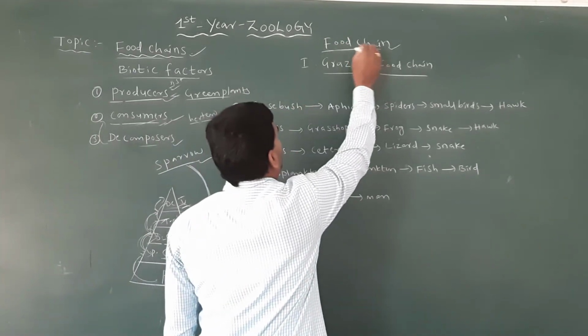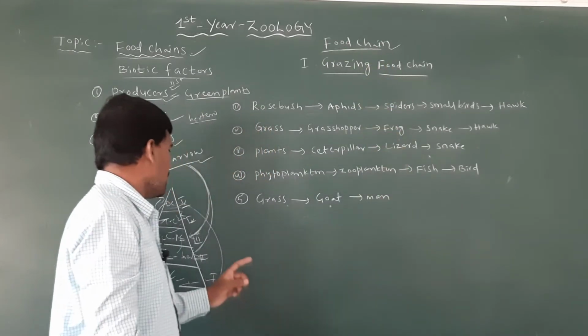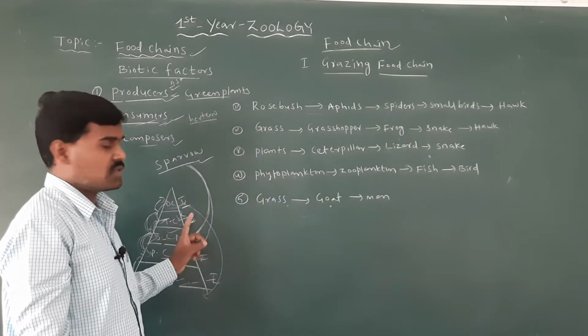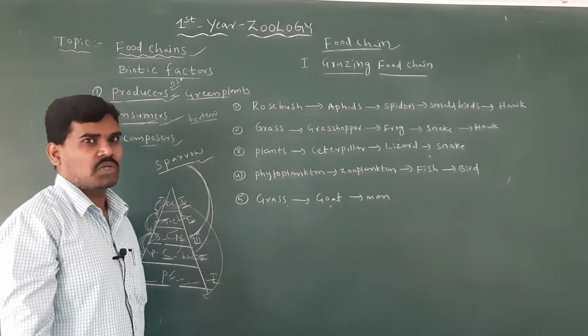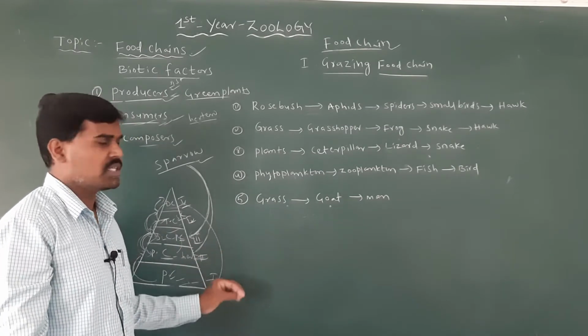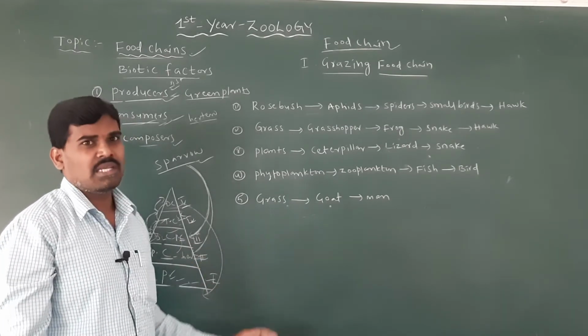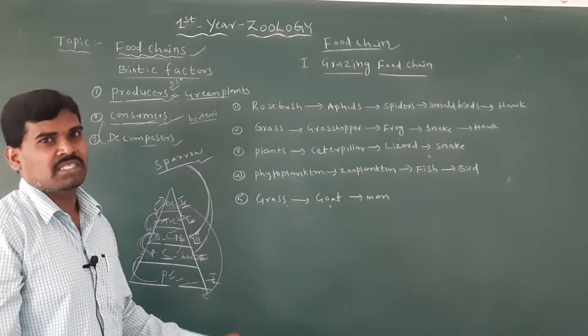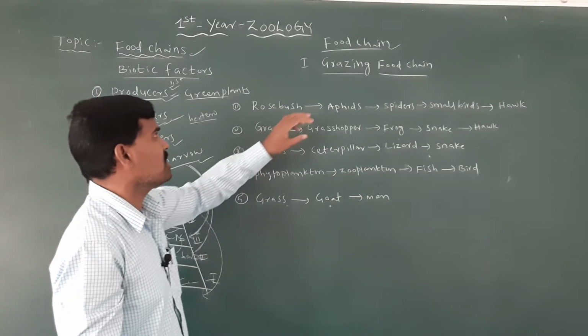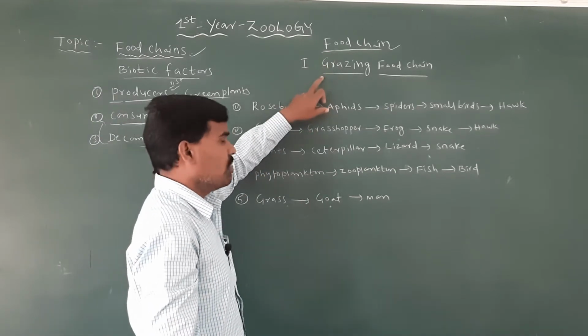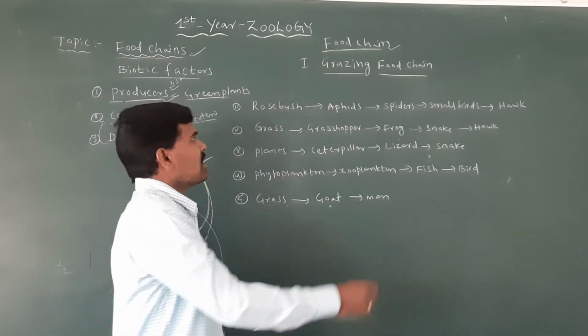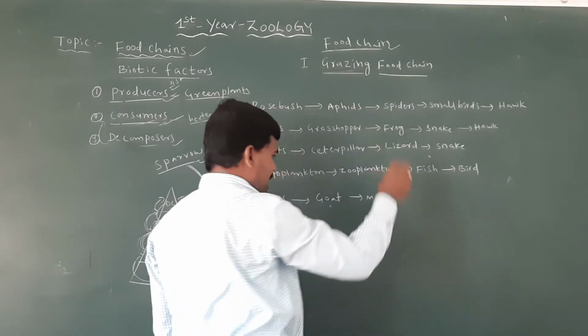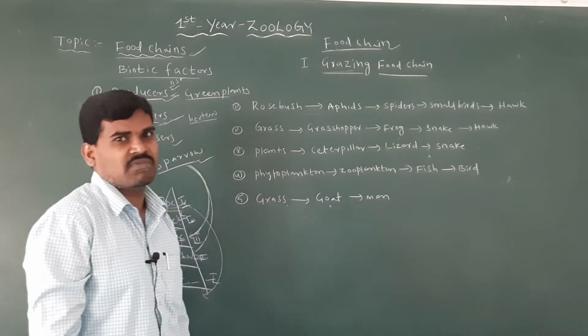What is the food chain? The food chain is the transfer from one trophic level to another, from the first trophic level to the last trophic level, one by one. The food energy is transferred in a linear shape, in a chain system, hence the name food chain. There are actually three types of food chains: grazing food chains, parasitic food chains, and detritus food chains.